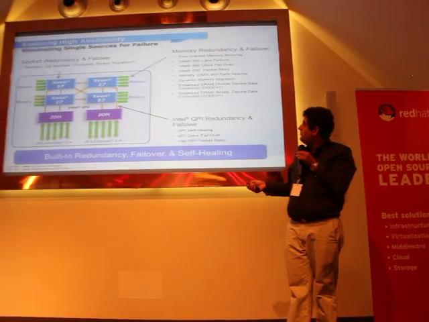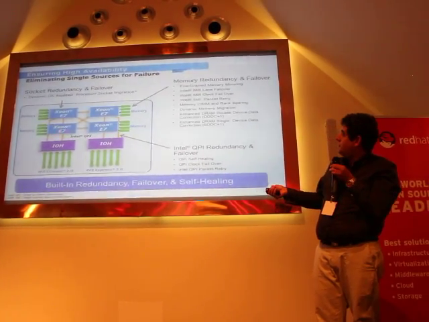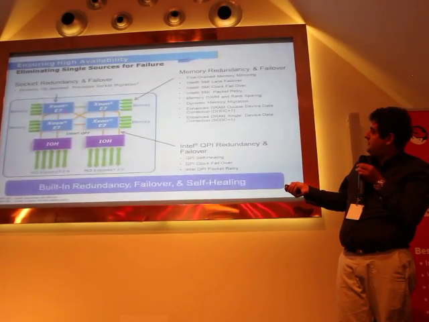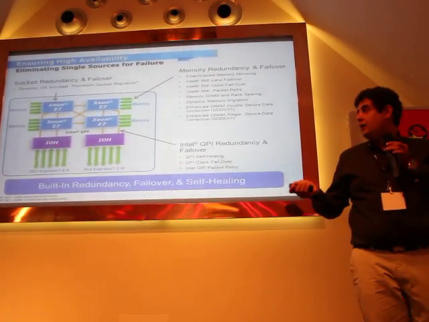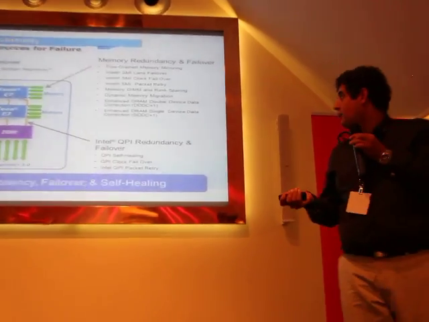What you see here is that you have multiple redundant buses. So, for instance, if this bus fails, there's always a different path to the same I/O component. If this memory fails, there are different ways of accessing that memory.